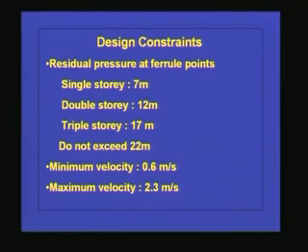Like at the ferrule level, a ferrule is the connection from the main system or your water distribution system to the individual buildings or individual houses. That's what we call a ferrule. And at a ferrule point, you need to have a certain amount of residual pressure. So there is a constraint on that.